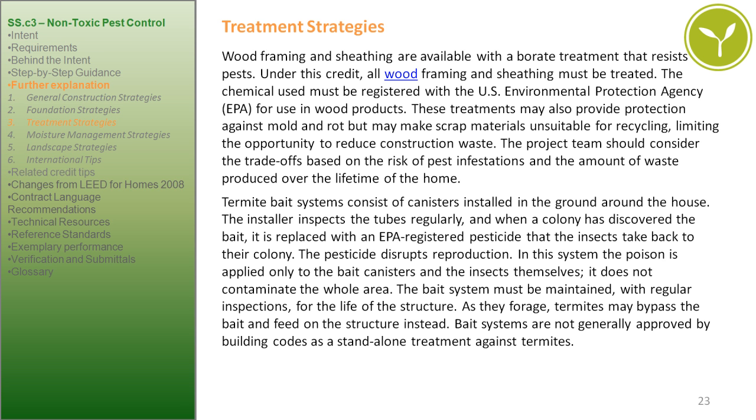Termite bait systems consist of canisters installed in the ground around the house. The installer inspects the tubes regularly, and when a colony has discovered the bait, it is replaced with an EPA-registered pesticide that the insects take back to their colony. The pesticide disrupts reproduction. In this system, the poison is applied only to the bait canisters and the insects themselves. It does not contaminate the whole area. The bait system must be maintained with regular inspections for the life of the structure. As they forage, termites may bypass the bait and feed on the structure instead. Bait systems are not generally approved by the building codes as a stand-alone treatment against termites.